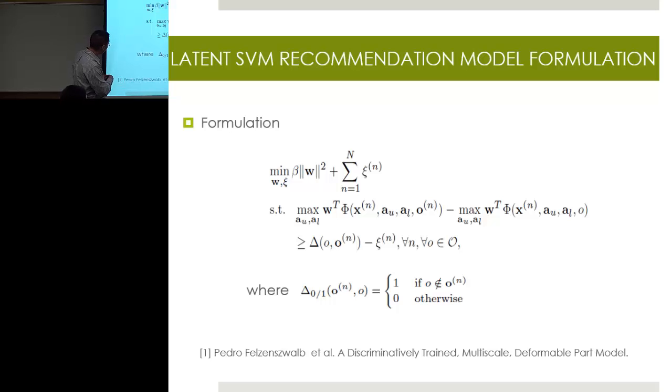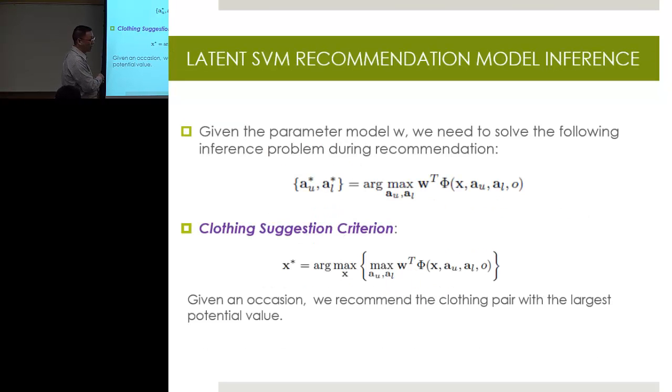Such that if you have a set of training samples Xn and On, meaning the clothes and the corresponding occasion, we expect the ground truth occasion will have larger confidence or score than if you change the occasion to another one. So this is the traditional latent SVM, so I will not go into too much detail here. Finally, after you obtain these parameters, then you can do many things.